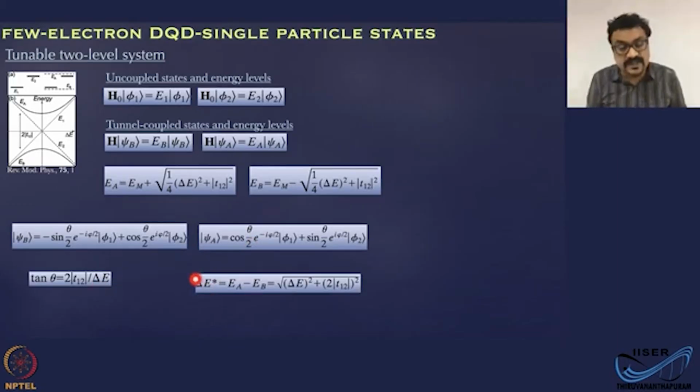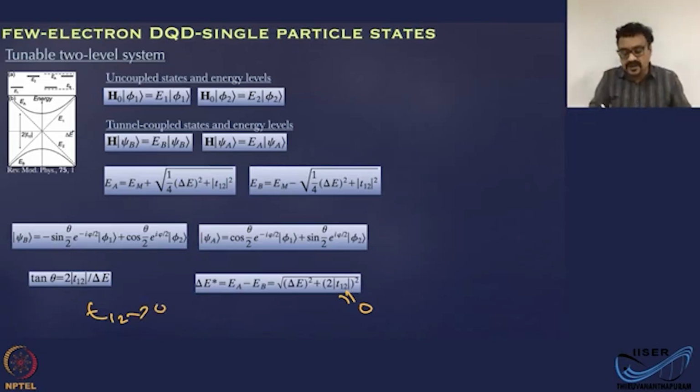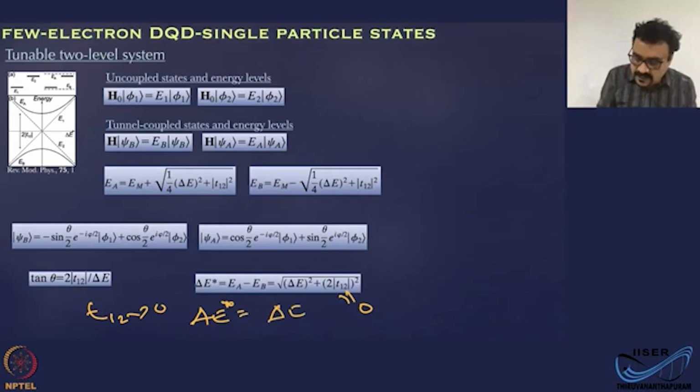And the energy difference for the coupled system, EA minus EB, is given by this. So you can see that the energy difference is the same as delta E, the initial energy difference, when it is not coupled, when you take T12 as 0. When T12 goes to 0, that means these dots are far apart. Delta E star becomes delta E. Okay, that's what you have.